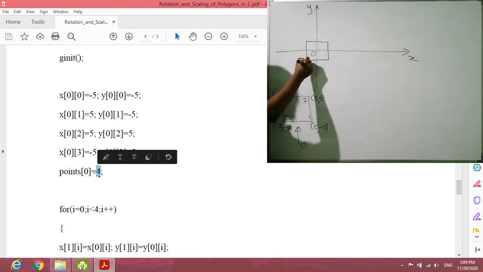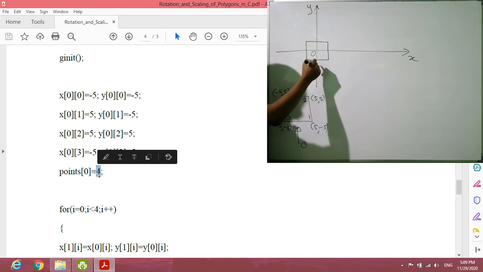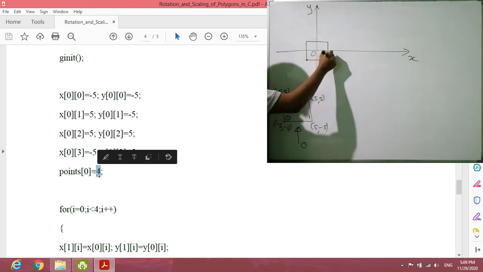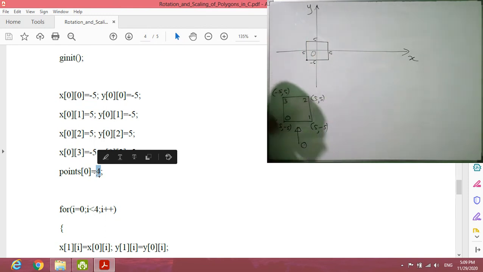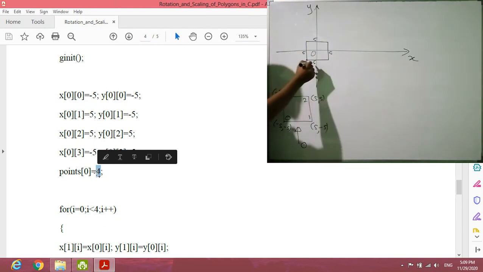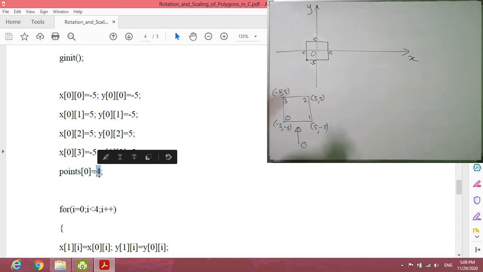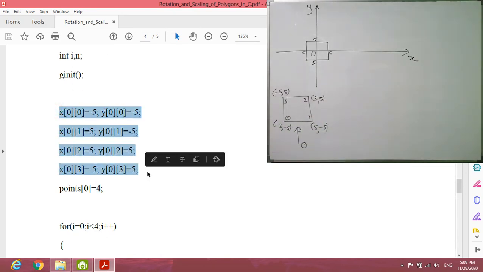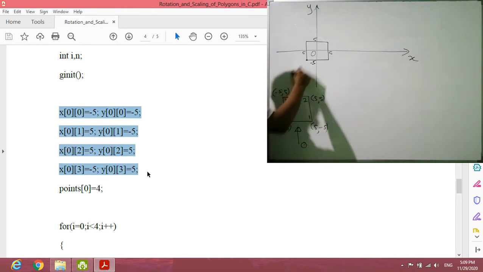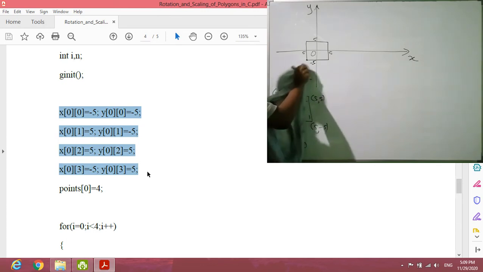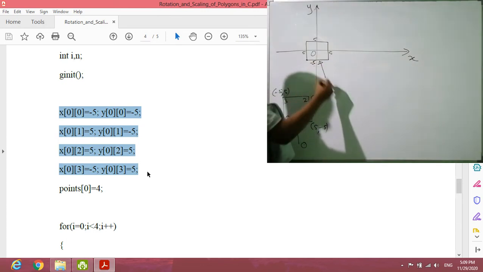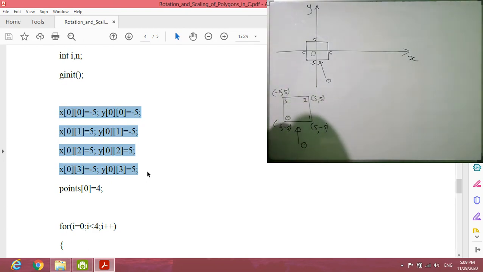Okay, here we have 5, 5, -5, 5. Okay, the square is something like this, -5. Okay, the square is something like this. So we have stored that particular square, and I just use an array. The index of this particular square is 0.